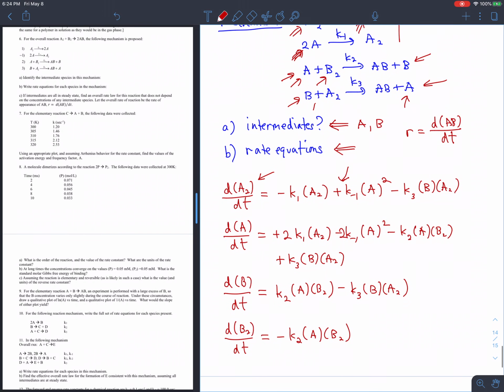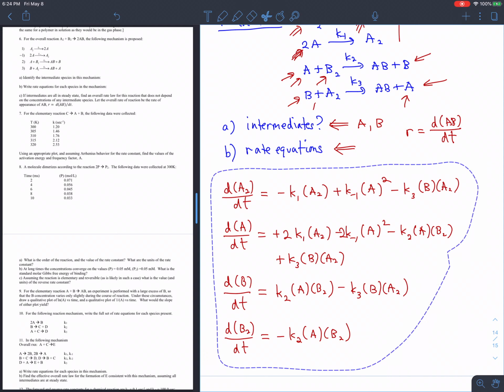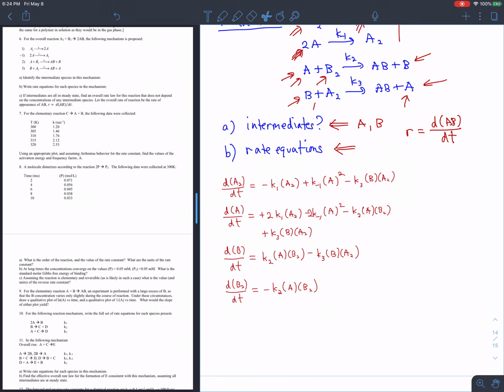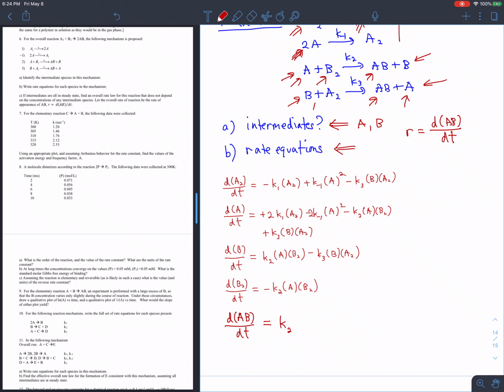And finally, out of space here, so let me shrink this up so I don't have to go down to a new page. Make myself some extra space. There we go. And so the last one is for AB. And that is equal to, so AB appears in both this reaction and that reaction, and it's a product in both cases, so K2 times A times B2 plus K3 times B times A2.